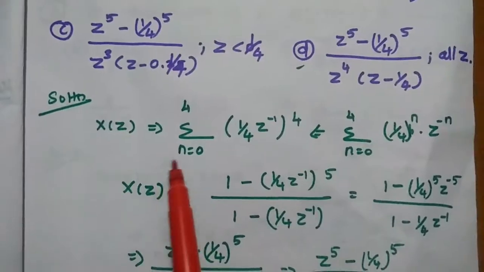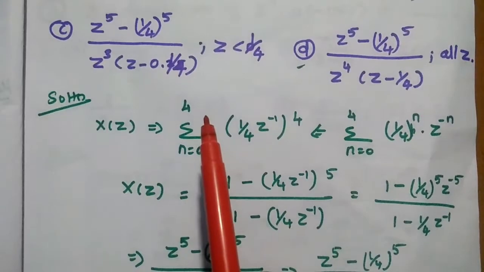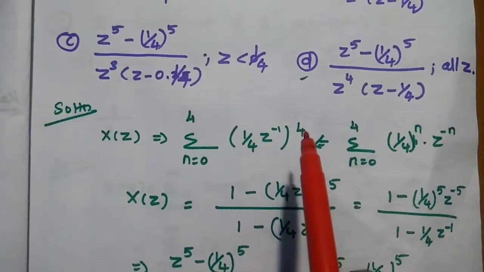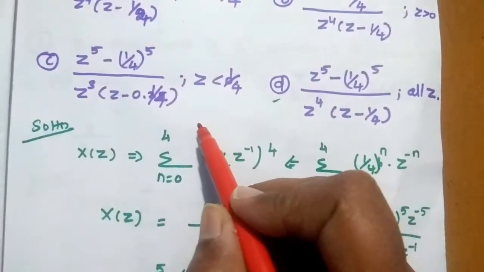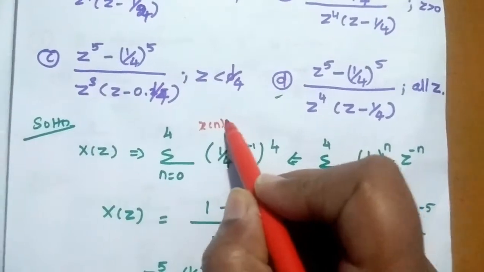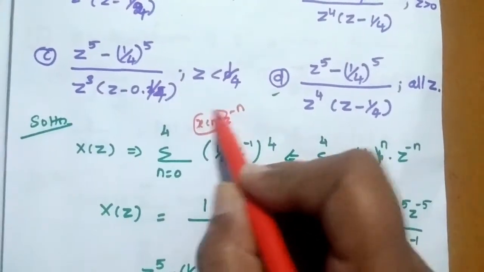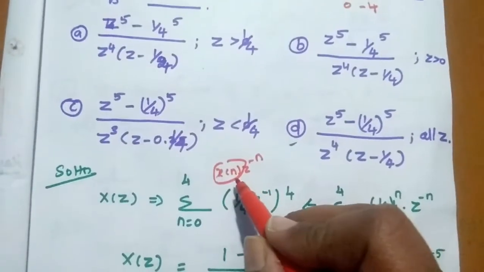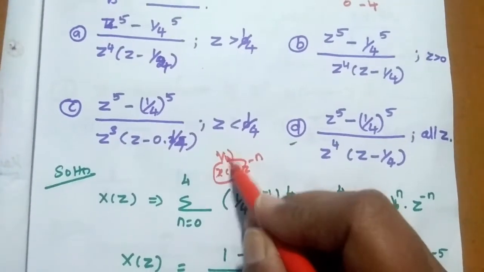So the summation is from n equals 0 to 4 of (1/4 z^-1)^4. We have to substitute the value. Actually, what is the formula? X of n into z power minus n. The x of n value is nothing but (1/4)^n.